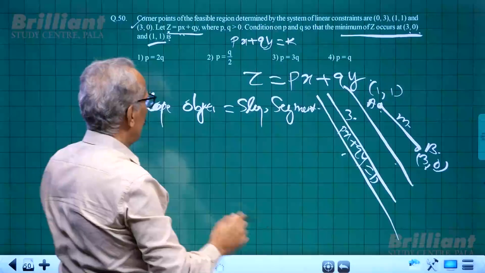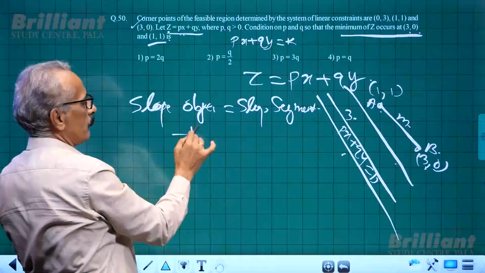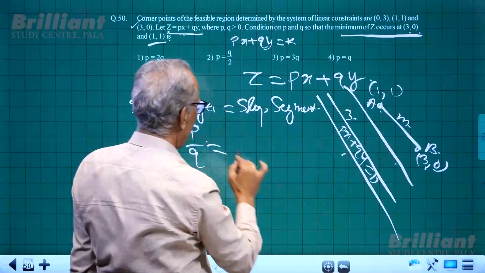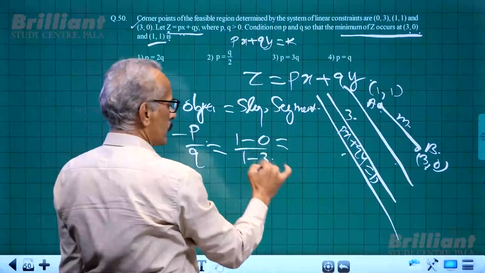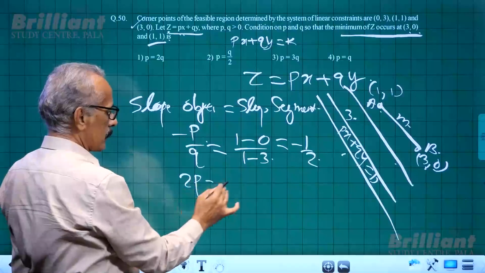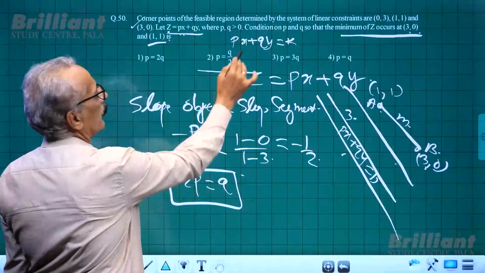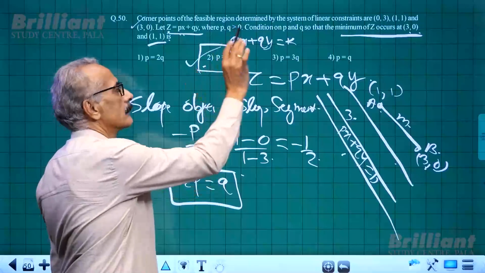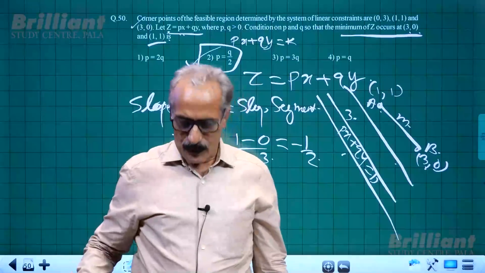So tell me, what's the slope of the objective function? Minus coefficient of x by coefficient of y: minus p by q equals the slope of this segment, which is 1 minus 0 by 1 minus 3. That is 1 minus 0, which means minus 1 by 2. Come on, cross multiply. 2p is equal to q. Or p is equal to q by 2. And that's the answer. With this, we come to the end of this question paper's discussion.